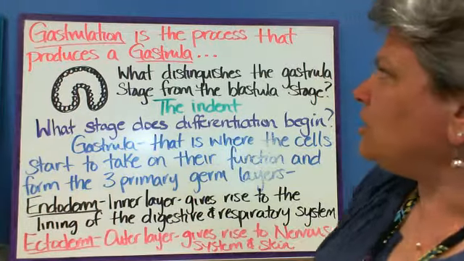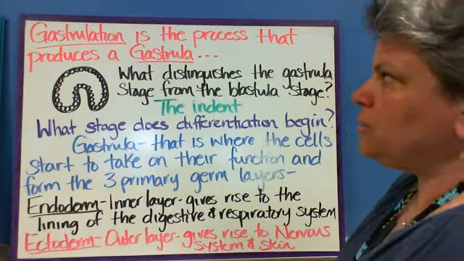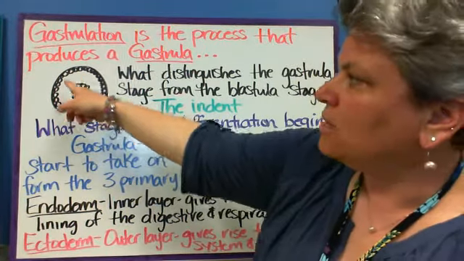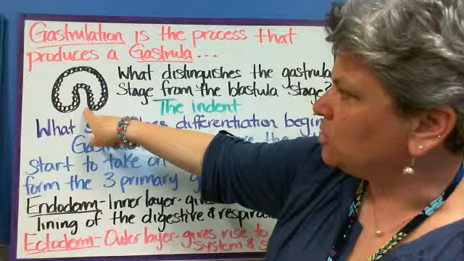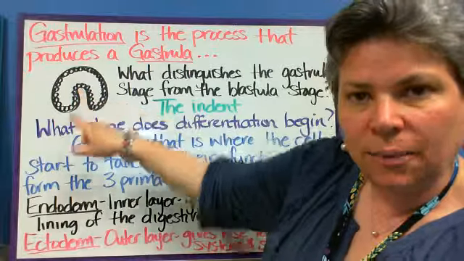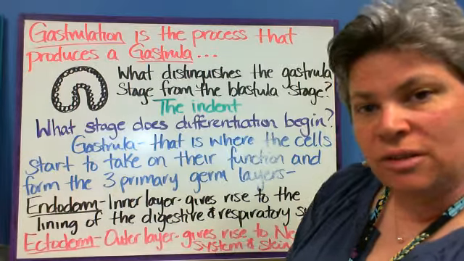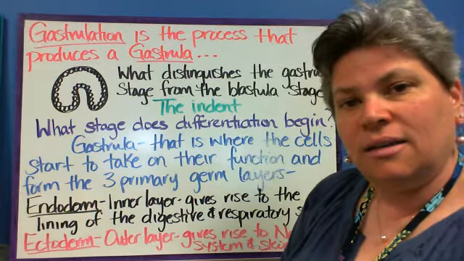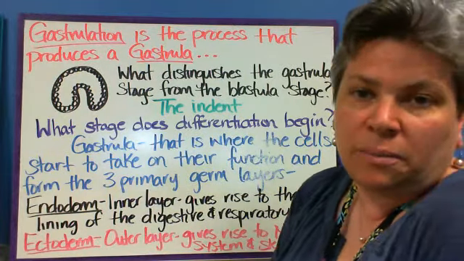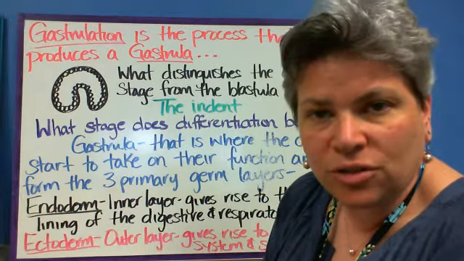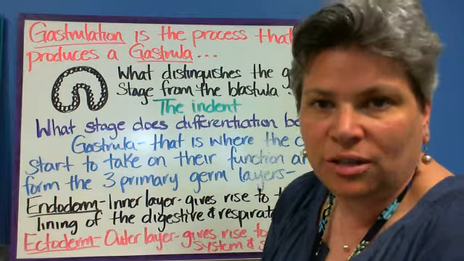Gastrulation is the process that produces a structure called the gastrula. So again, here was that hollow ball, and what did I do? I indented the ball. So what distinguishes the gastrula stage from the blastula stage? That indent. The indent is the difference between the blastula and the gastrula. And the process to form the gastrula is called gastrulation.